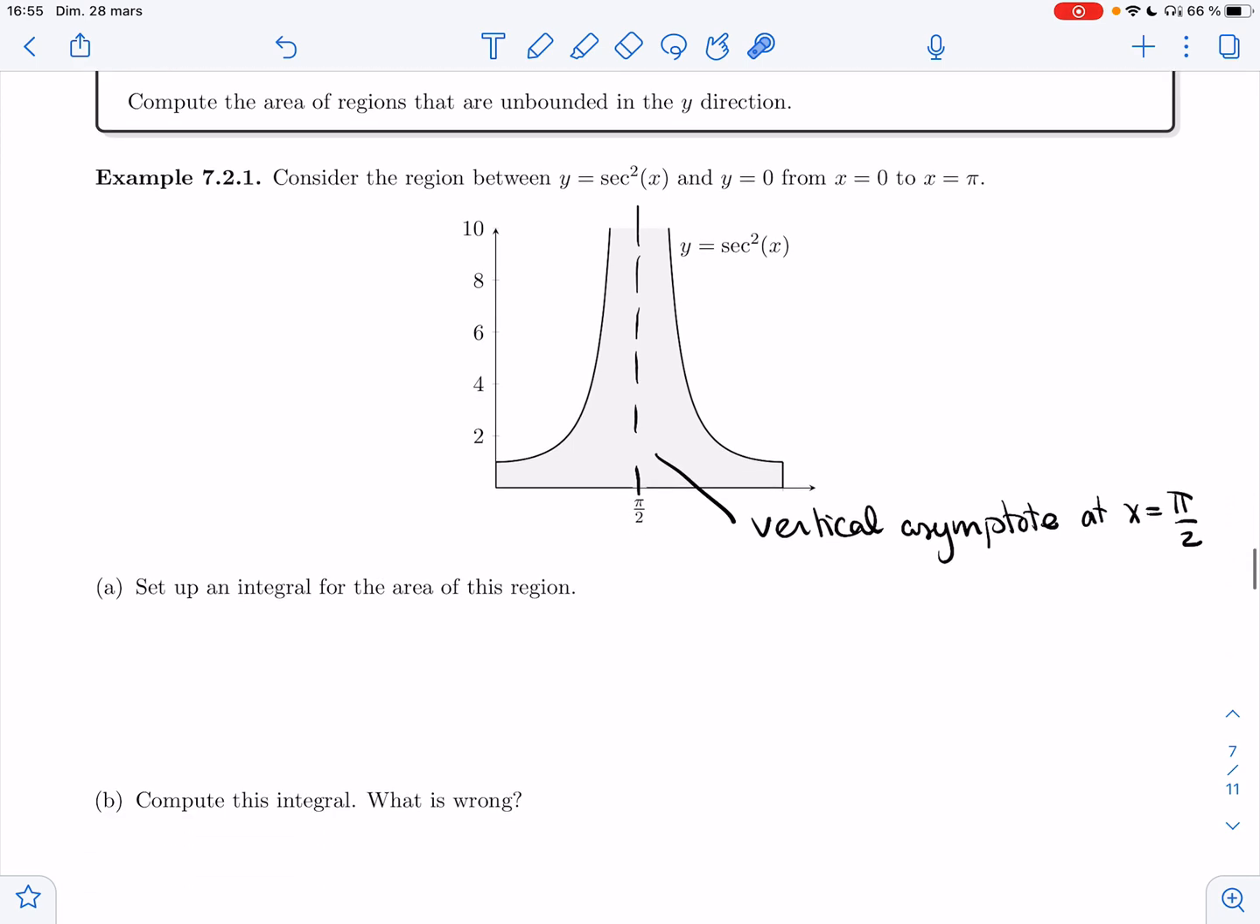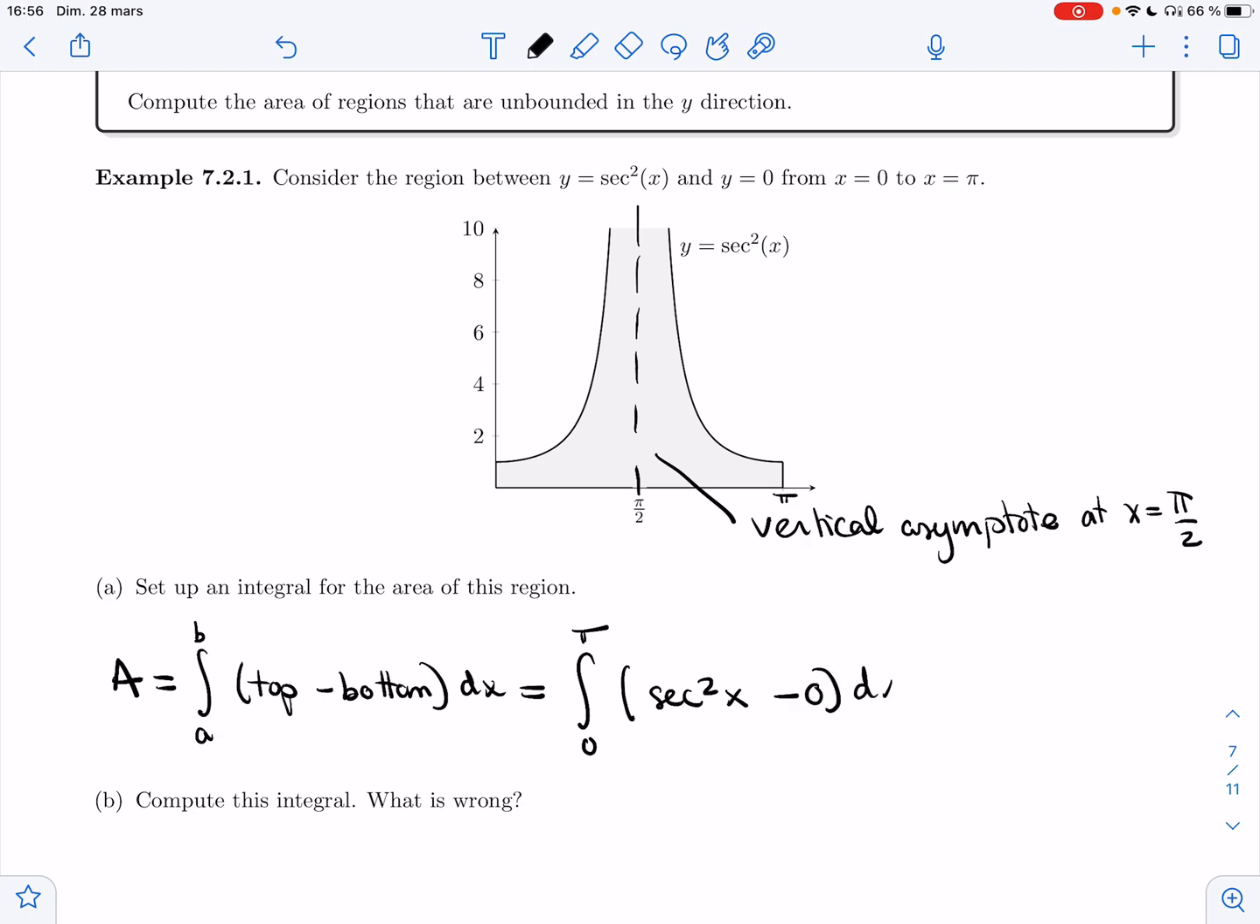All right, so let's set up an integral for the area of this region. So again, I'm going to use vertical slices, so integral from a to b of top minus bottom dx. So I have the integral from 0 to pi, top is the secant squared of x, bottom is 0, so I end up with just secant squared of x dx.